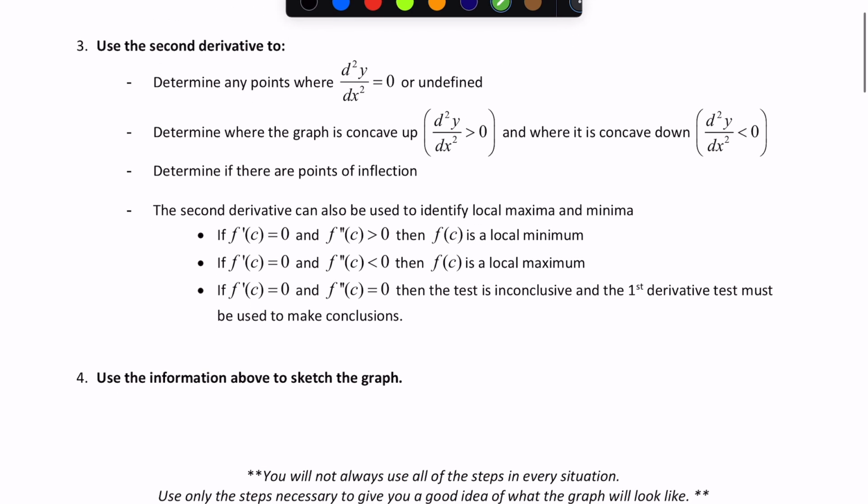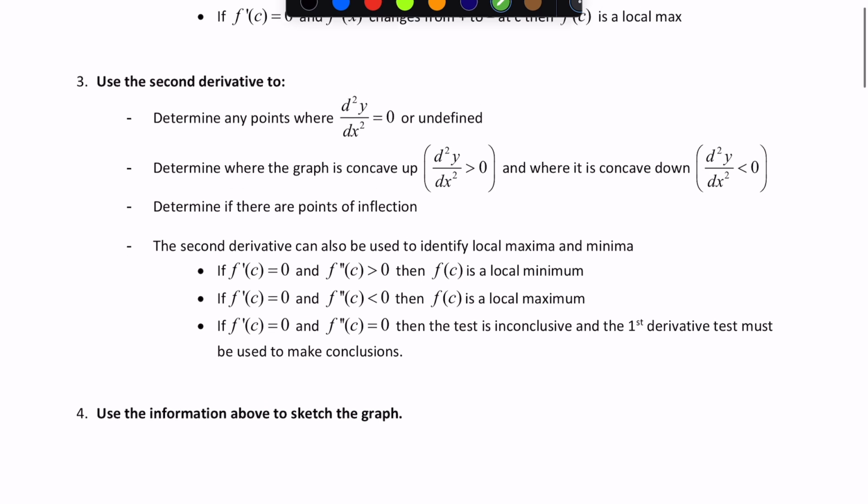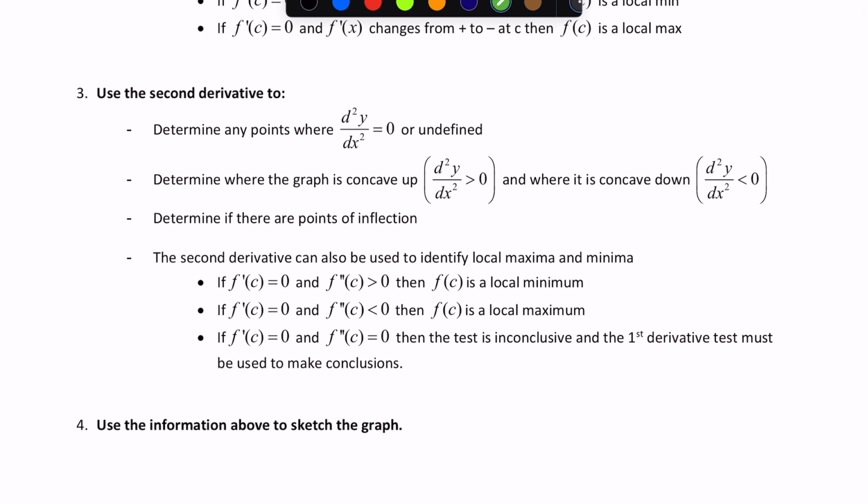And then we can determine if there are any points of inflection, where it changes from concave up to concave down and vice versa. And the second derivative can also be used to identify local maximum and minimum. However, this step is usually not needed because it's already found with the first derivative.